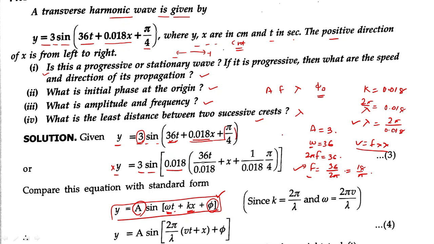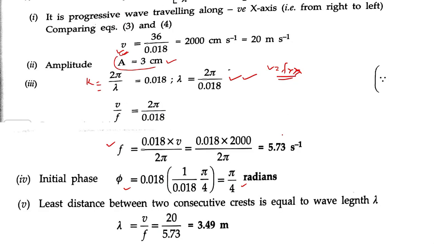There is no need to worry about the question. Next, wavelength: the distance between two consecutive crests is equal to the wavelength. So lambda equals v by f.